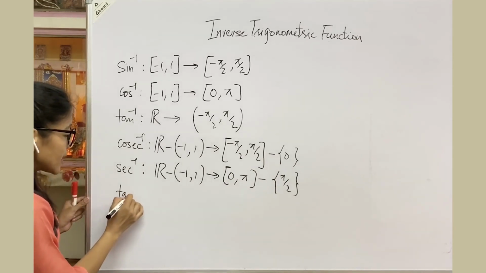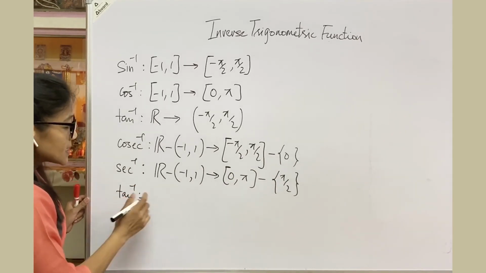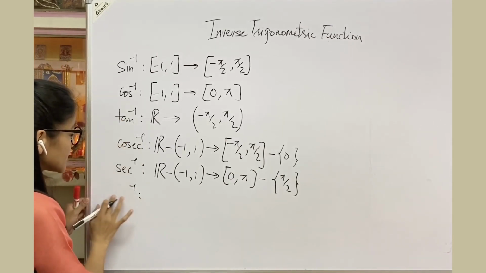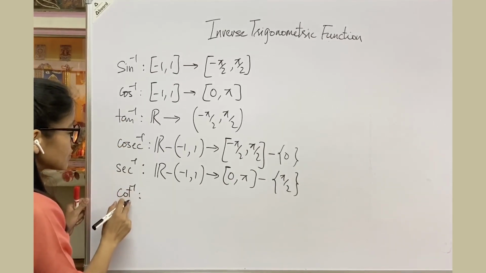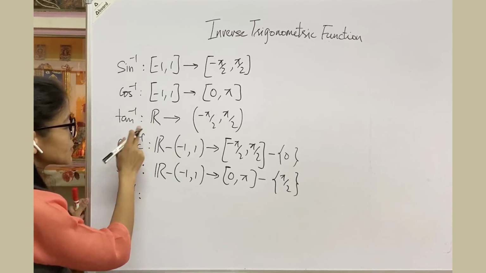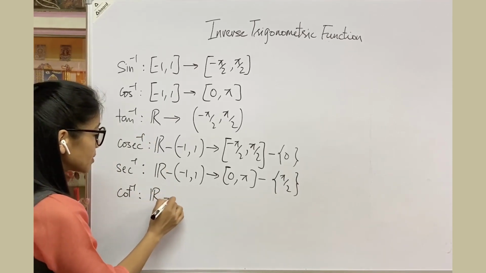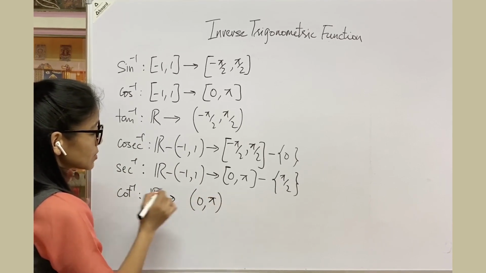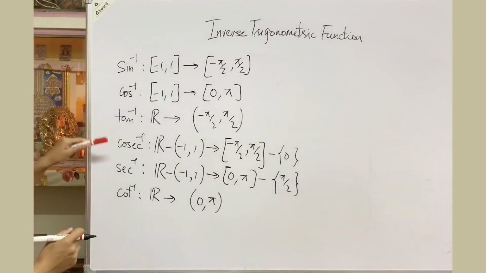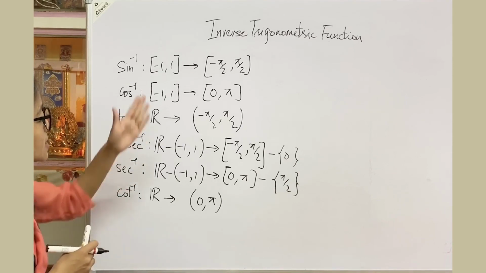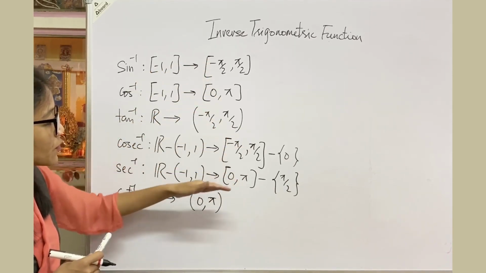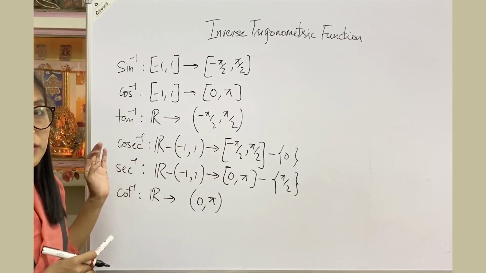And then we have tan inverse, sorry, not tan inverse, cot inverse. Tan inverse we had already written here. Next is cot inverse. Cot is the reciprocal of tan, so its domain is the set of all real numbers and its range is the open interval 0 to π. So these are the 6 inverse trigonometric functions with their domain and principal branch.